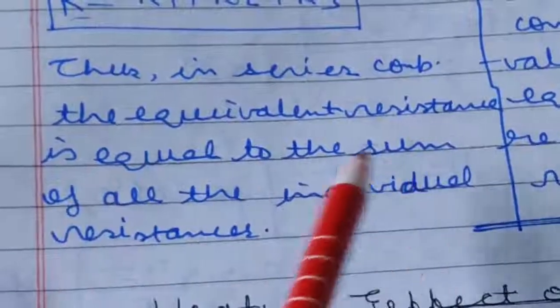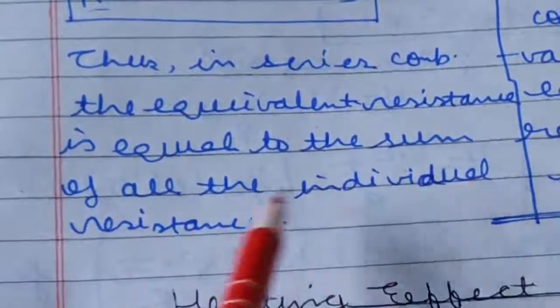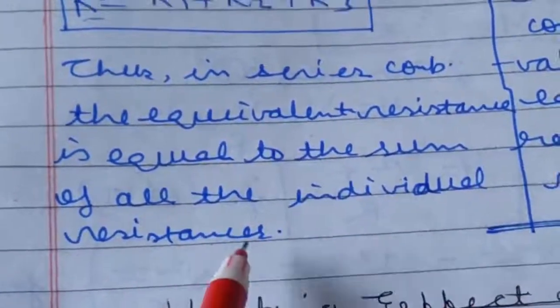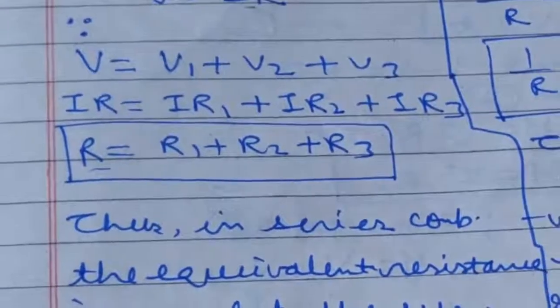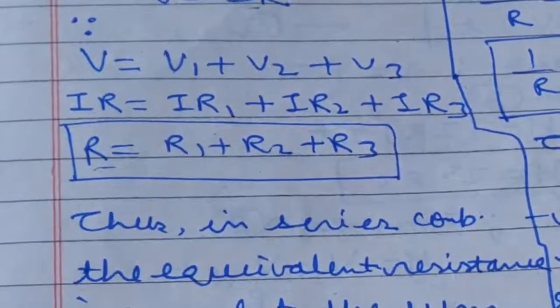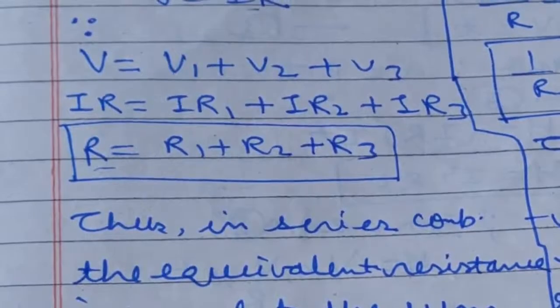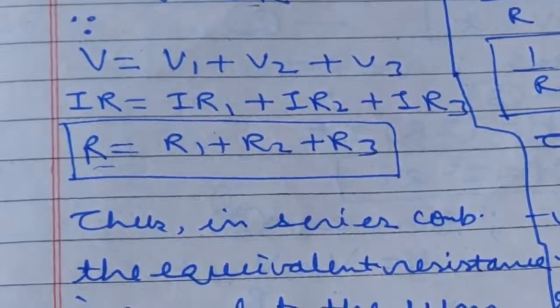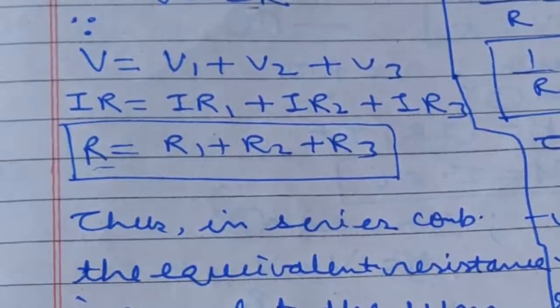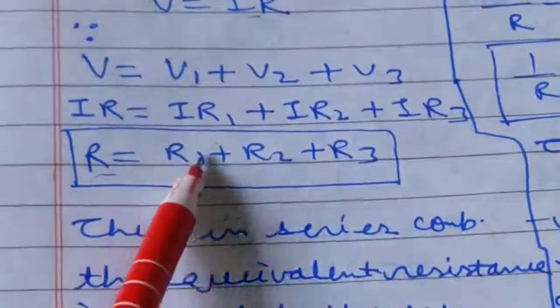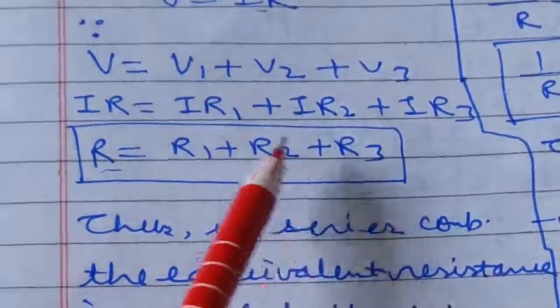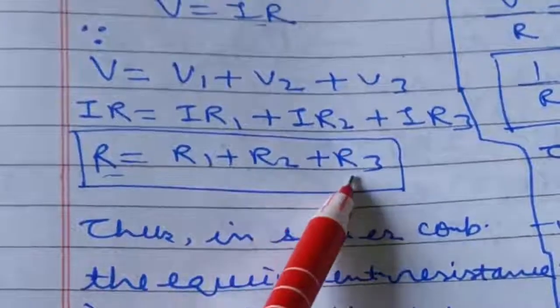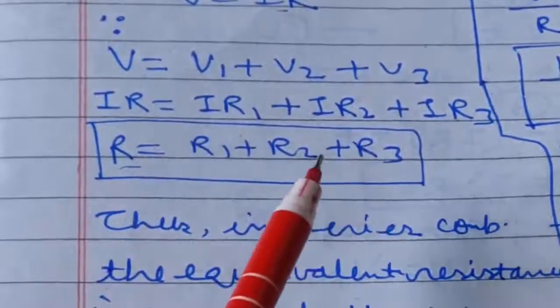Thus in series combination the equivalent internal resistance is equal to sum of all the individual resistances. So if in a numerical it is given that, suppose, three resistances of 1 ohm each are connected in series combination, then what is the equivalent resistance of these three, then you will directly apply the formula R1 plus R2 plus R3, or 1 plus 1 plus 1. Our answer will be 3 ohm.